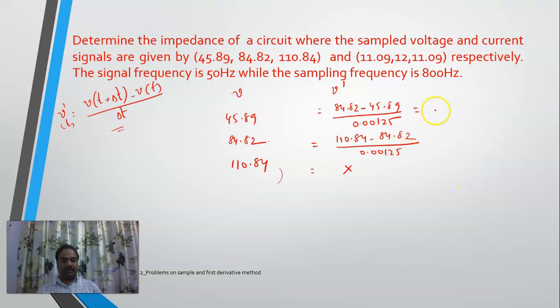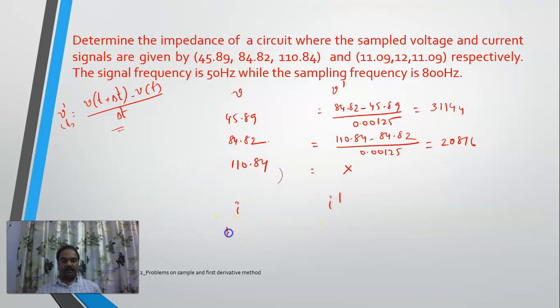So the answer is 31144, and similarly the next one, its value is 2816. This is the value of v dash. Similarly, I can go with I and I dash also.